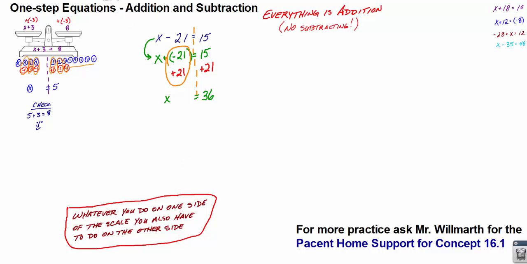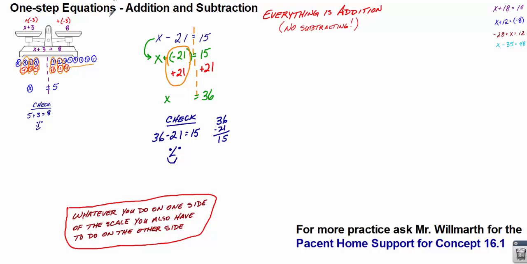Our last step is to do a check, to find out if we put x in the place of the original, 36 minus 21, is that equal to 15? And yes, it is. You could set it up this way. 36 minus 21, 6 minus 1 is 5, 3 minus 2 is 1. There's our 15. Give yourself a smiley face. That was a silly looking grin. Let me go back and fix his smile. There it is. Give yourself a smiley face because you did it right.